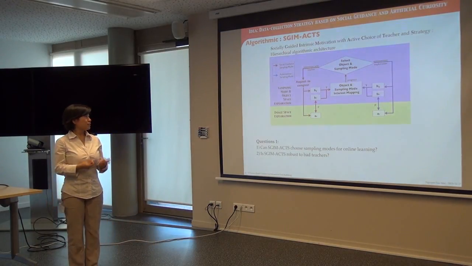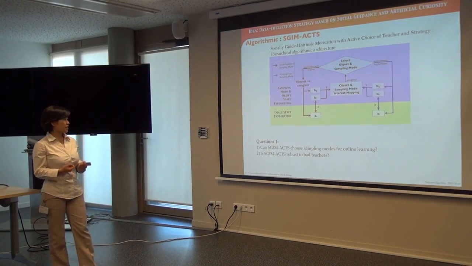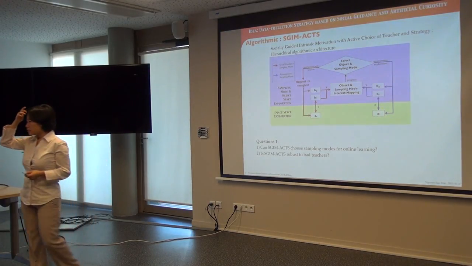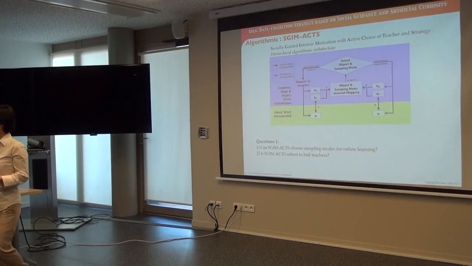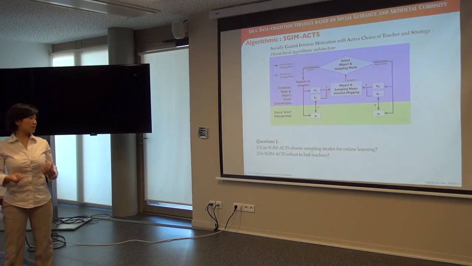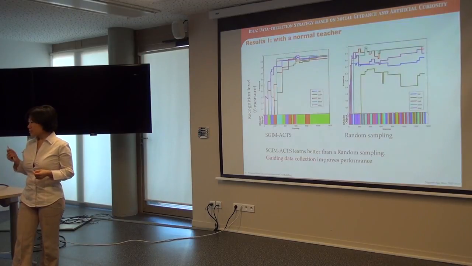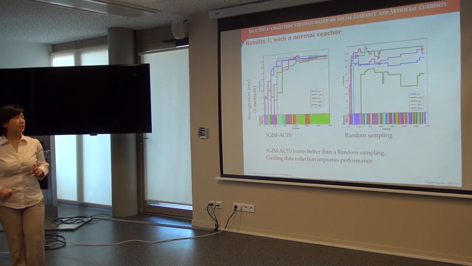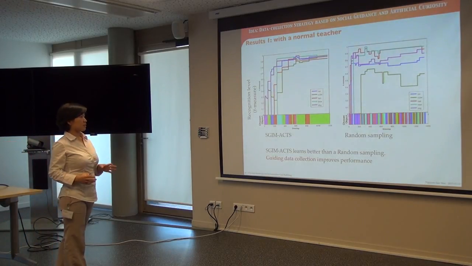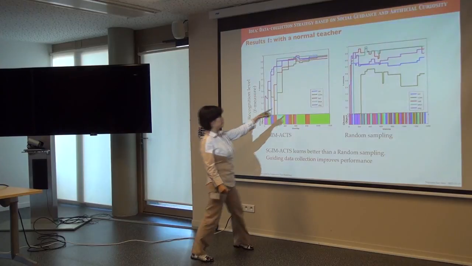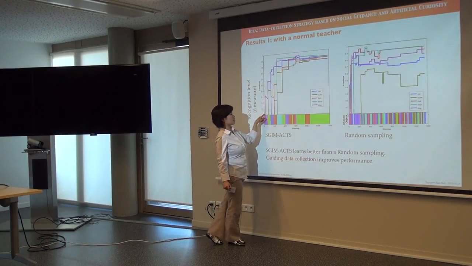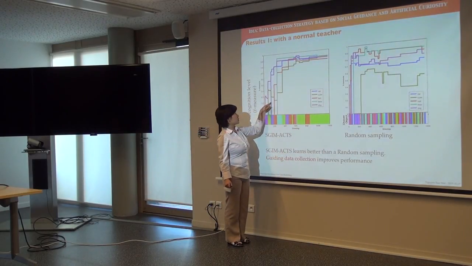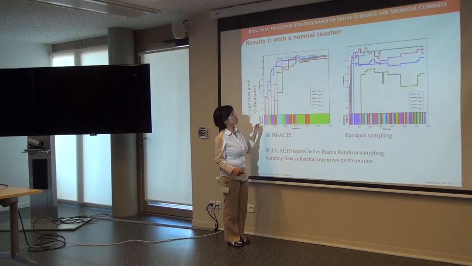We'd like to test if our algorithmic architecture, SGIM-X, can choose sampling modes for online learning. And the second question is, would SGIM-X be robust to bad teachers? So we conducted one experiment with the iPod to recognize five objects, which are the car, cube, ball, bear, and dog here. And we plotted the recognition level, the F measure, how well it recognized with respect to time. So each of those color plots corresponds to how well it recognizes and discriminates each of those objects.